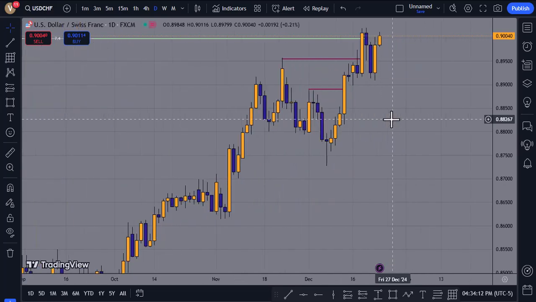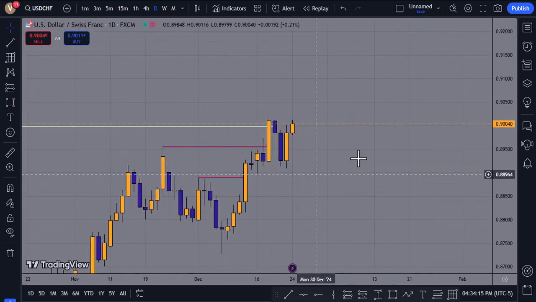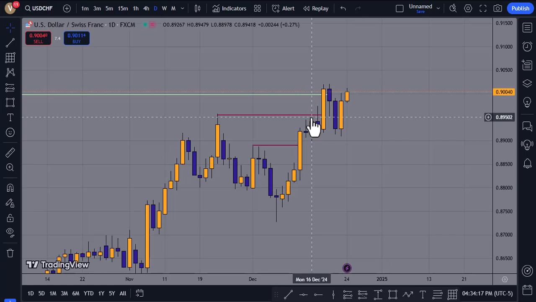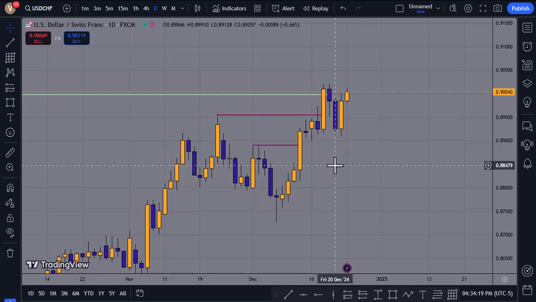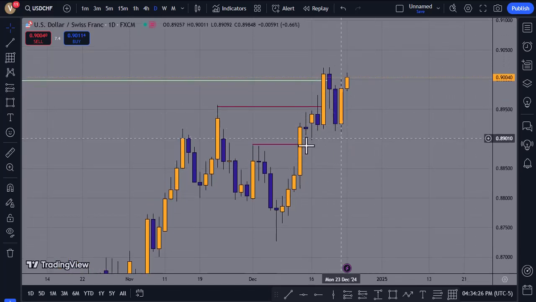Now please, another place you need to take note of is previous day highs and lows. There are also areas that kind of attract price, so they are very vital areas to take note of. Previous day highs and lows and all that.